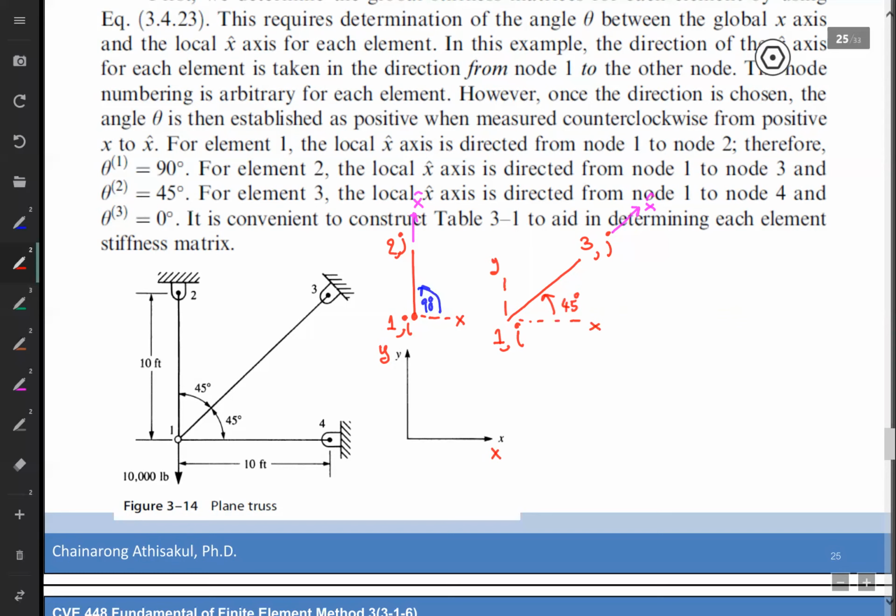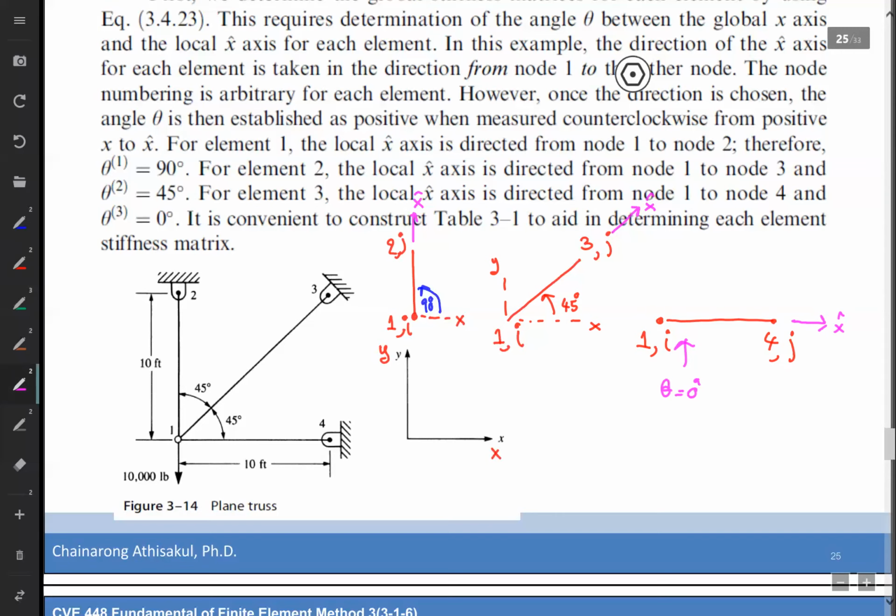Okay, and then if we consider the last element that we set up, the first node and the fourth node: the first node is the starting node, node I, and the fourth node is the end node, node J. So we will see that the local direction x hat lies along the axis from node 1 to node 4, and in this case the angle theta is 0.